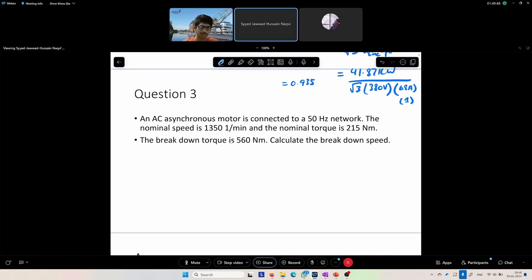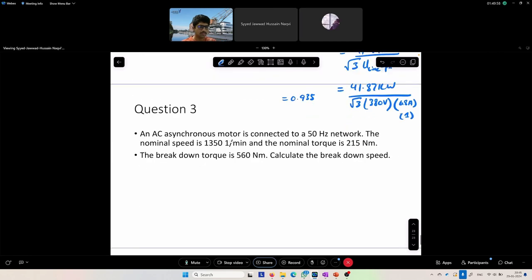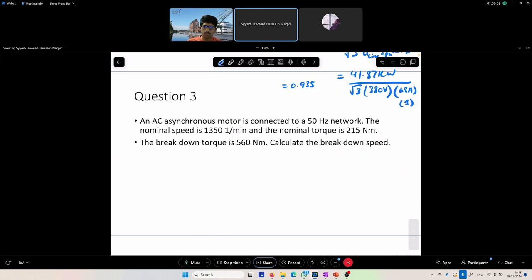AC motor is connected to 50 hertz network. The nominal speed is given and the nominal torque is given. The breakdown torque is given. Calculate the breakdown speed. So he has given us two keys. We don't have any pole, breakdown torque is given. Nominal torque is given, nominal RPM is given.